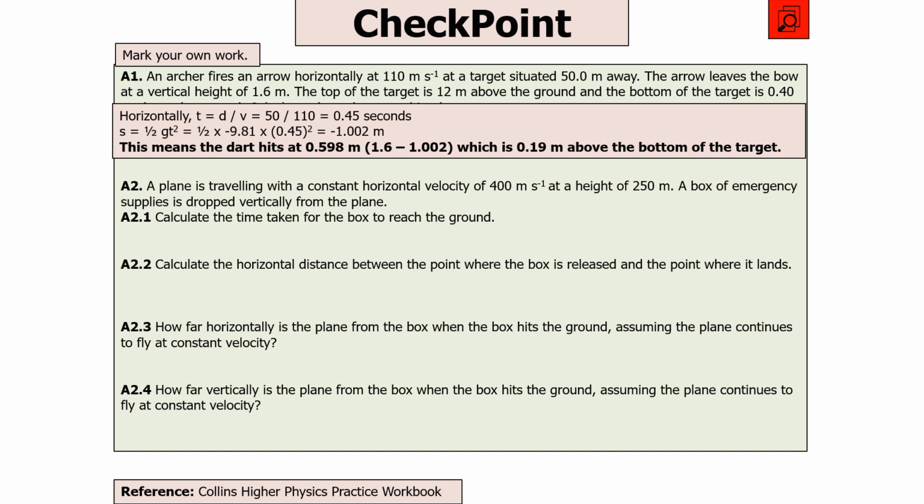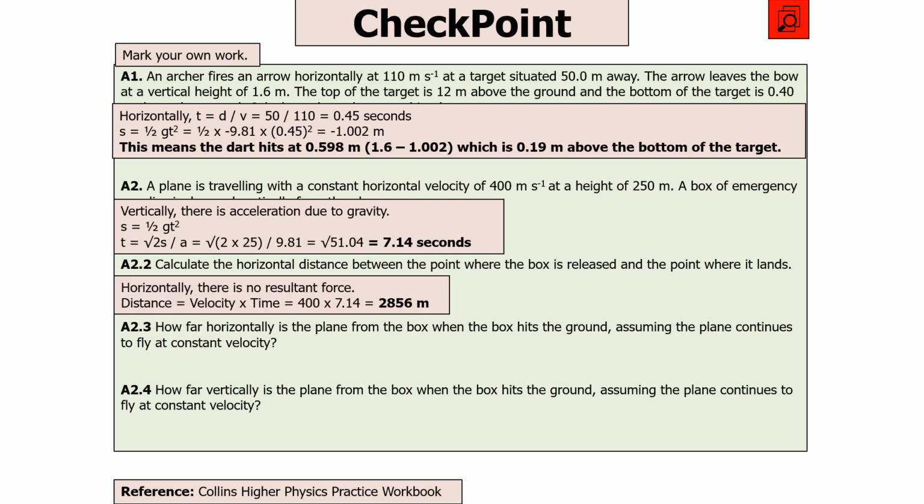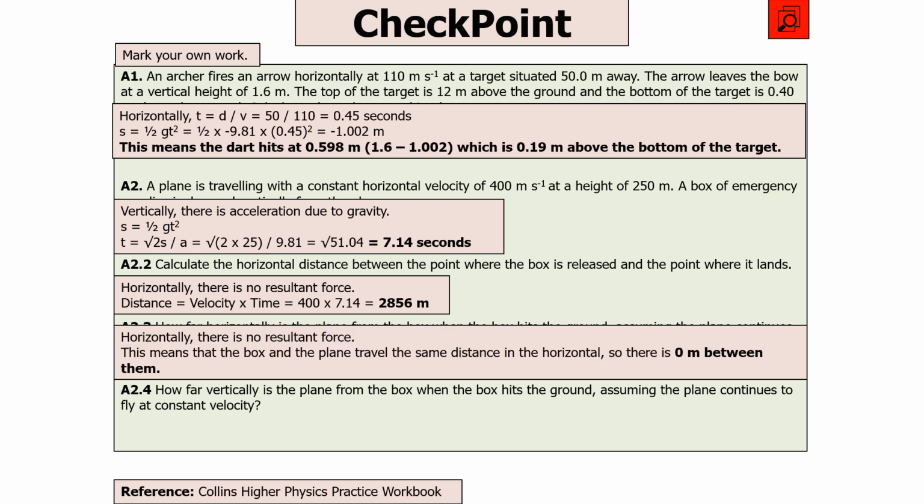The next question, vertically, there's acceleration due to gravity, so we use suvat, so s is equal to a half g t squared, rearrange for t, pop in the values, g is 9.81, so you get 7.14 seconds. Horizontal distance, well, there's no force horizontally. Distance is velocity times time. 400 times 7.14, 2,856 meters. Again, horizontally, there's no resultant force, so there's 0 meters horizontally between them because there's been no acceleration at any point. So they're traveling at the same velocity.